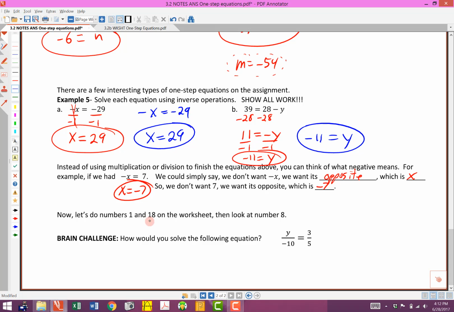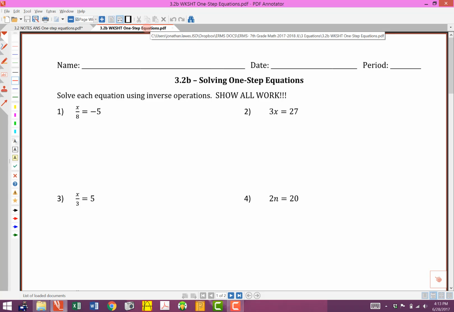Now we're going to look at problems number 1 and 18 on the assignment. Then we'll look at number 8. But I do want to point this one out to you. This is kind of an interesting problem. This does have a fraction on both sides. But if you think about it, we're trying to get the y by itself. So you might want to think about how we get rid of dividing by negative 10. I'm not actually going to do that problem. I just want to leave that as a challenge. So if you think some of this stuff is pretty easy and want to challenge yourself, I challenge you to do that problem right there. So let's take a look at 1, 18, and then we'll take a look at 8.